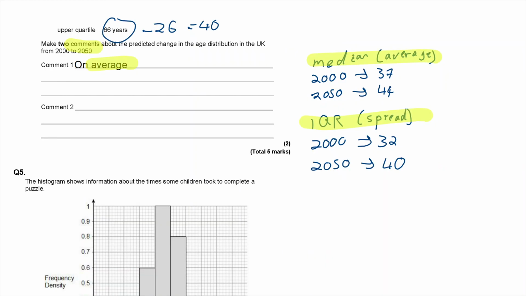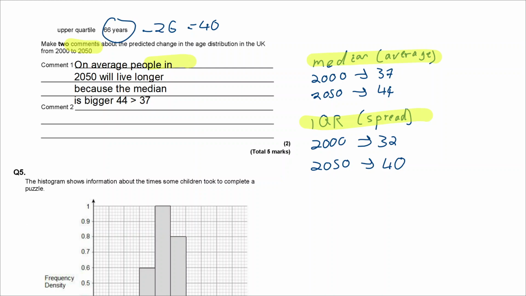On average, people in 2050 will live longer because the median is bigger. And you go and state 44 is greater than 37. And that is a textbook answer, guys. That is a fantastic answer.